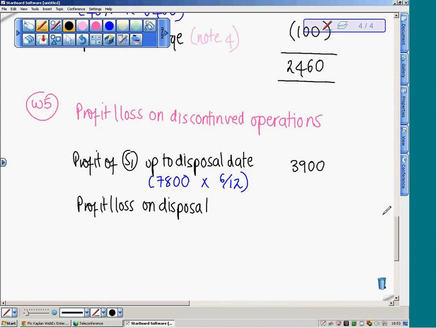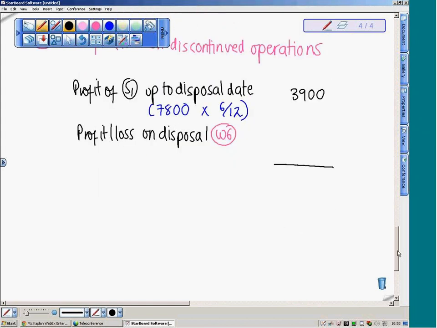Okay. What you want to do is calculate a profit or loss on disposal, and you're going to need to do a separate working for this. So I'm going to sub-reference a working 6. Okay. I'm going to give a bit of space and start my working 6 for the profit or loss disposal.